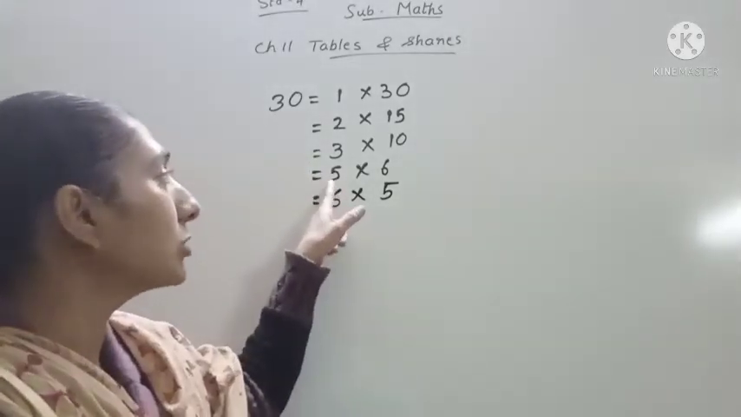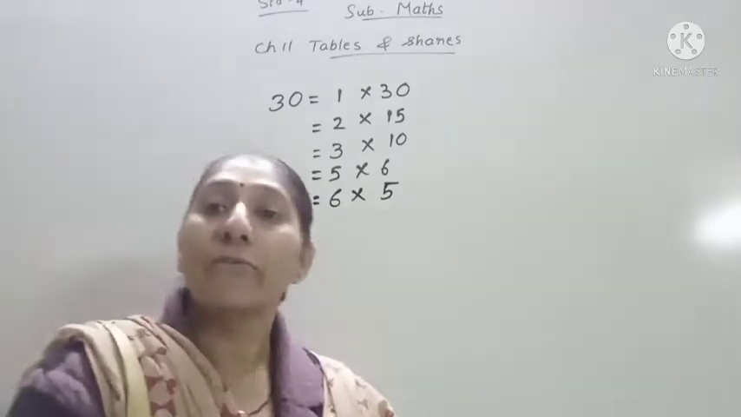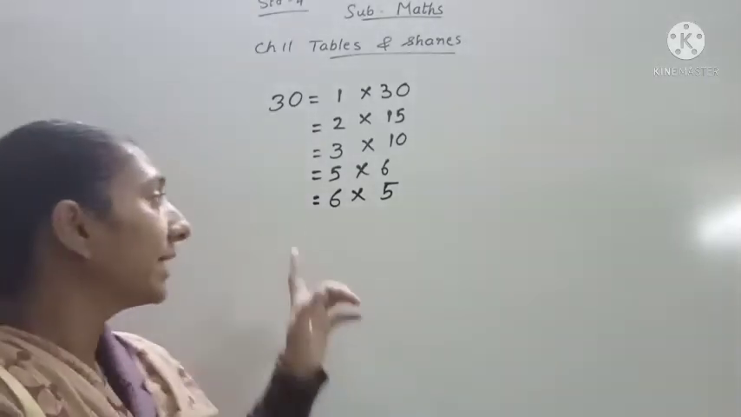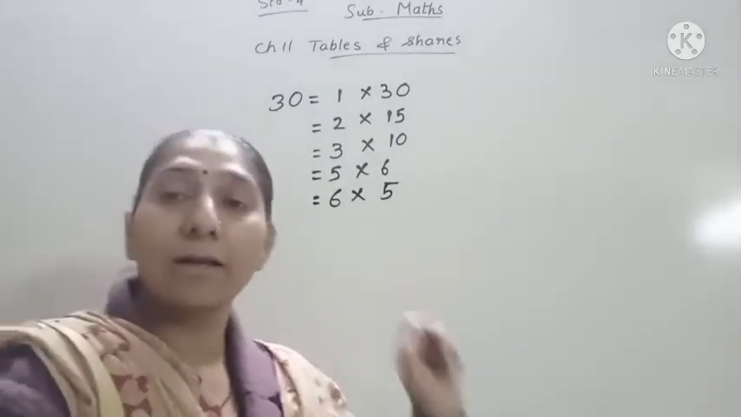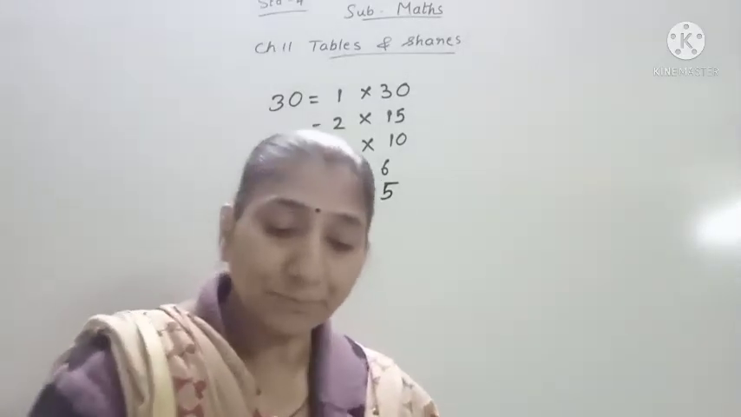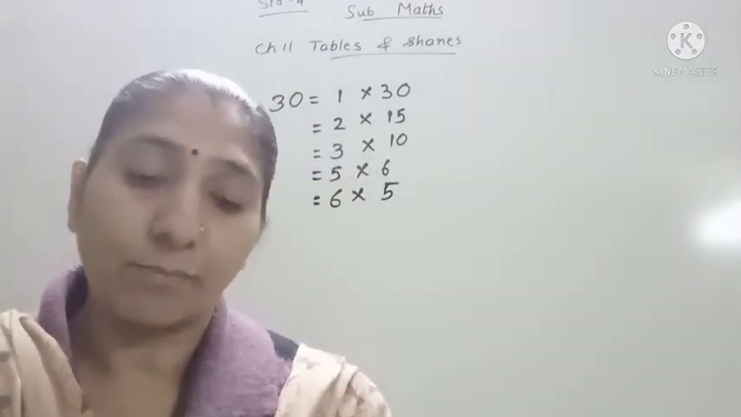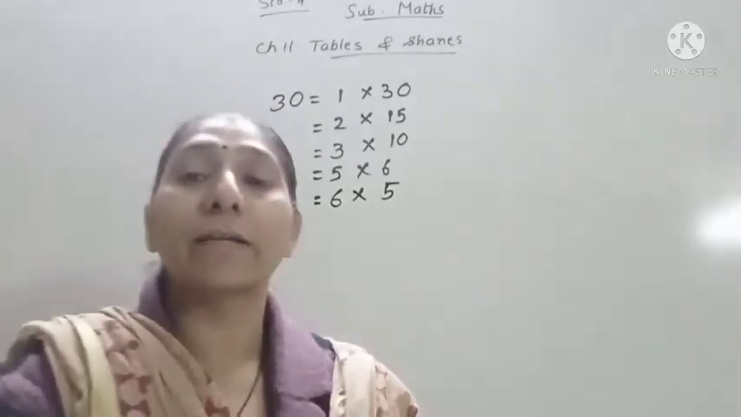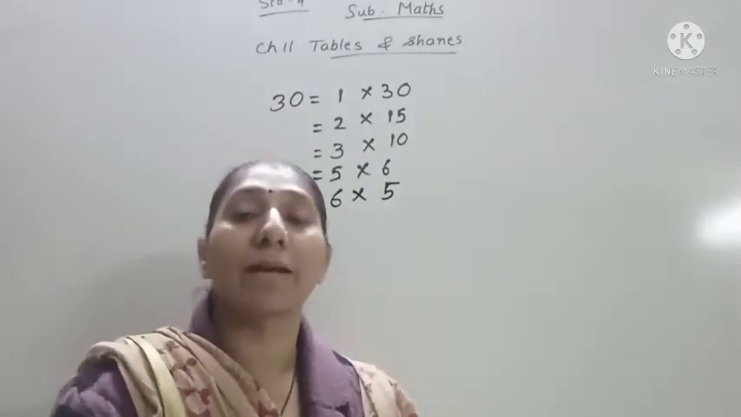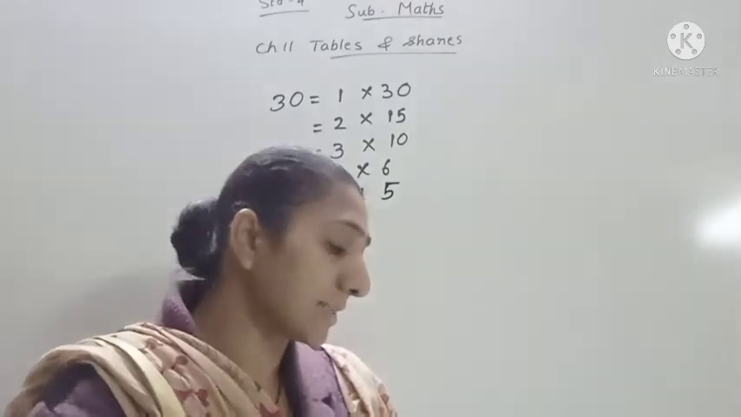Then we have made the rows of 5. 5 6s are 30. Then 6 5s are 30. Okay. So these are the different ways in which we can arrange 30 jars.